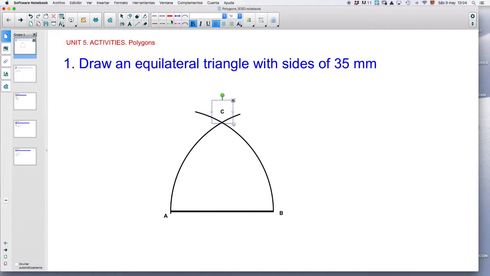Connect the three vertices using your ruler. In an equilateral triangle, the angles are 60 degrees. If you are observant, you will see that this construction is the construction of an angle of 60.